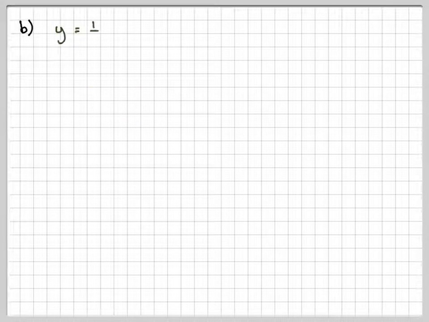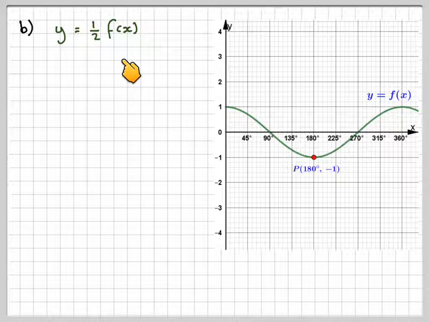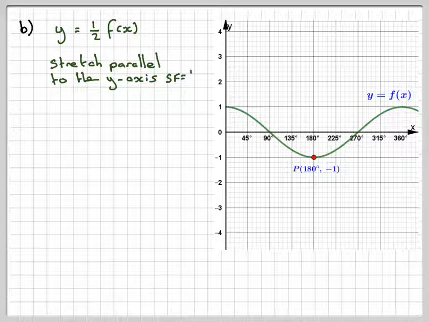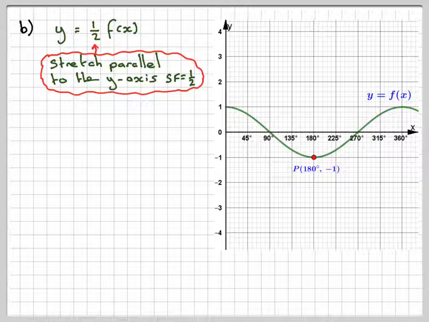In the second case, we've got y equals a half of f(x). So this is a stretch parallel to the y-axis, but stretch factor a half. So here we look at this point here, which is 1, and then we take half of it. This point here will stay put because it's on the x-axis. This point will go halfway here, which is here. This point will stay put, and then this point here will be half the distance, which will be there. And then if we draw the curve, it will look like that.